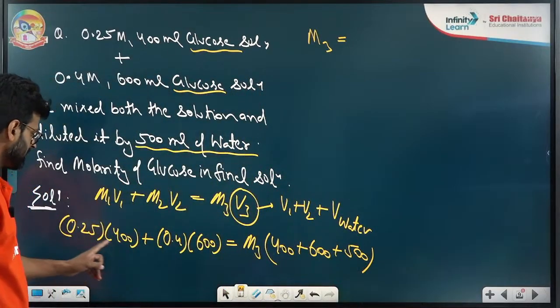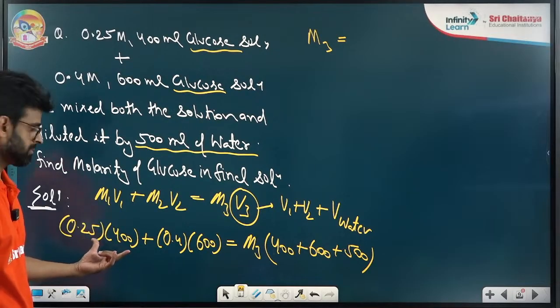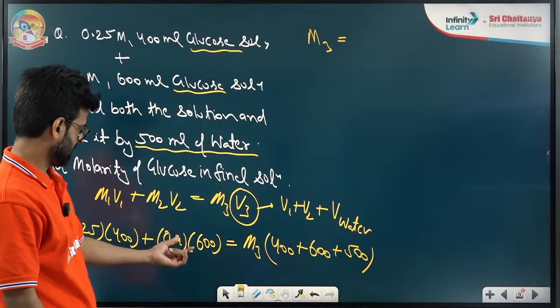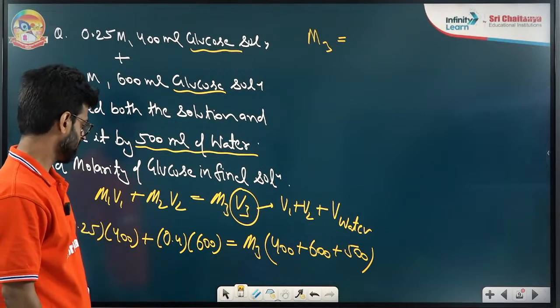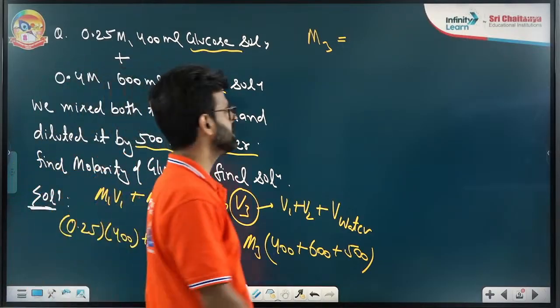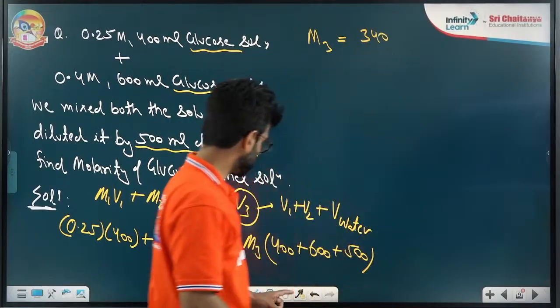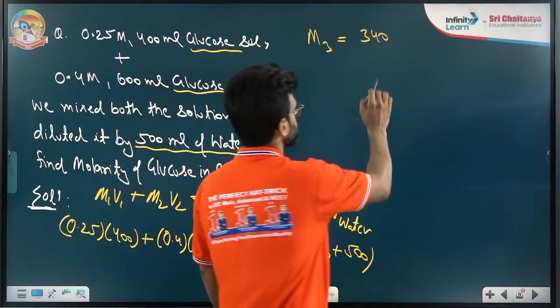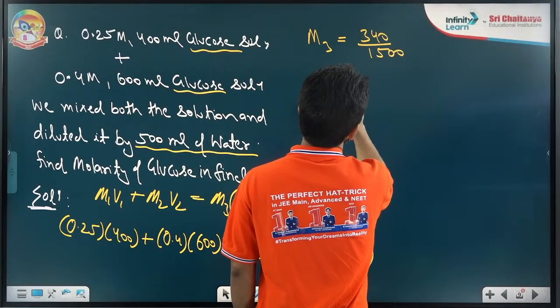From here how much is coming? 100 from here. From here how much is coming? 240, right? So 100 plus 240, right? 340 is coming, and we divide by 1500, which is coming from here. So 340 divided by 1500, fine.